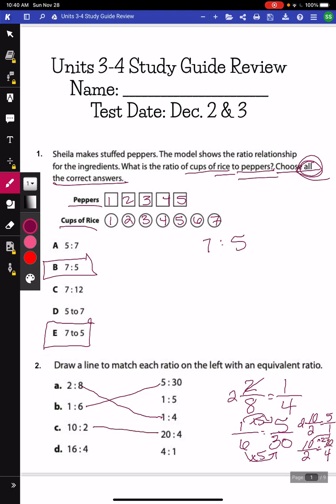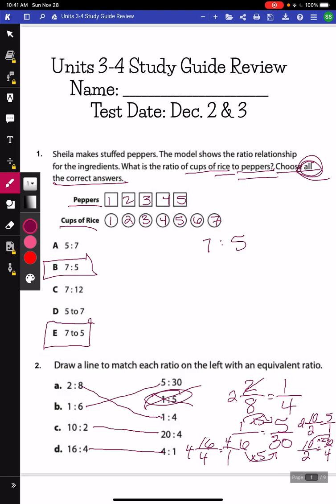Now D gives us 16 to 4. That one's not simplified. They can both simplify by 4. 4 can go into 4 one time, and 4 can go into 16 4 times. So I get 4 to 1. Now 1 to 5 is not going to be used.